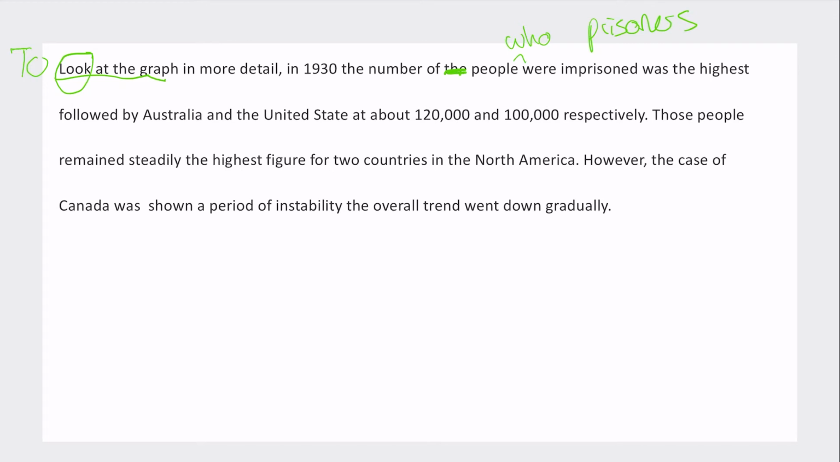Was the highest where? Was the highest in country, followed by Australia and the United States. So I think they mean Canada here. It was in Canada, followed by Australia and the United States at about 120,000 and 100,000 respectively. Those people, it should be those figures or those numbers remain steadily the highest figure for two countries in North America.